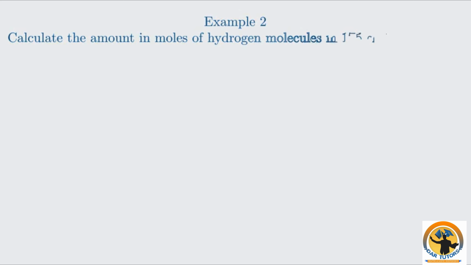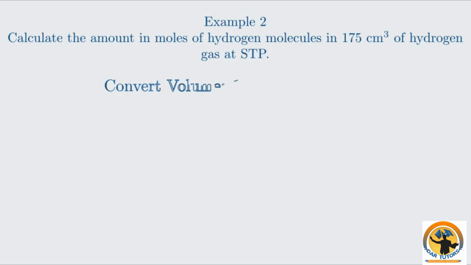Let's try another one, working in the opposite direction. This time, we're given a volume and asked to find the number of moles. Again, the conditions are STP. First, we need to ensure our units are consistent. The molar volume is in cubic decimeters, so we should convert the given volume from cubic centimeters to cubic decimeters. Since 1 decimeter is 10 centimeters, 1 cubic decimeter is 1,000 cubic centimeters.